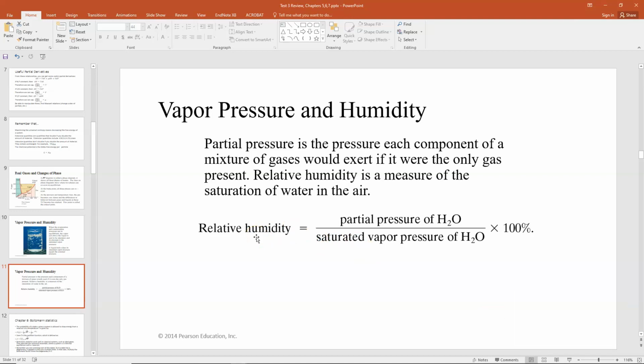Relative humidity is the measure of the saturation of the water in the air. And so that's the partial pressure of water that's actually in the air at a given time divided by what the saturated vapor pressure of water would be, times 100%. And remember that human beings like a certain level of relative humidity. If it gets too humid, it's hard for our sweat to evaporate and we feel all gross and muggy. And if it's too dry, then we get a sore throat and we have sinus problems, like in winter.